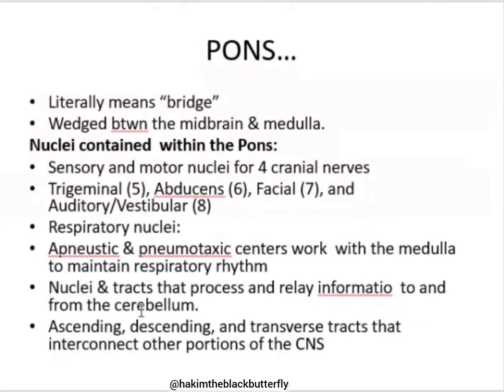Tracts which relay information to and from the cerebellum, like the cerebellar peduncles. So the pons is a very important connection to the cerebellum because it contains the cerebellar peduncles. The tracts that process and relay information to and from the cerebellum are the cerebellar peduncles. You saw the ascending and the descending tracts also passing through it.